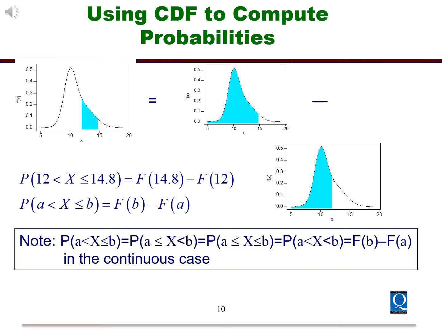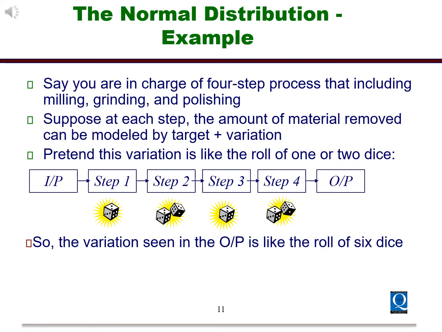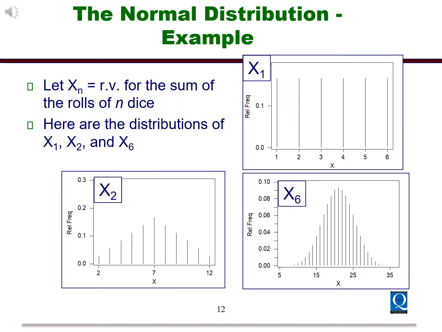First, we'll talk about the normal distribution. Let's motivate the normal distribution with an example. You are in charge of a 4-step process. With each step, the amount of material removed can be modeled by target plus variation. Now let's assume that the variation is set up like the roll of 1 or 2 dice. This implies that the entire process is like the summation of values on the rolls of 6 dice. Let's look at these distributions.